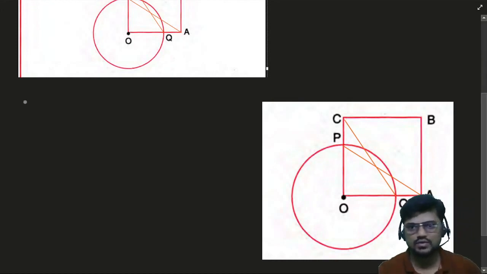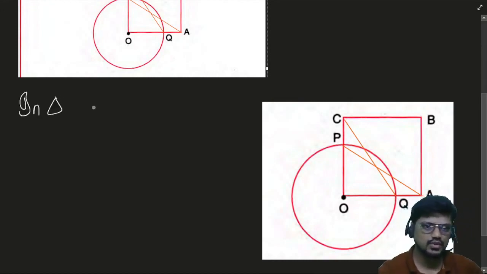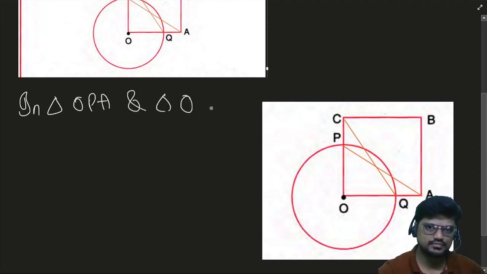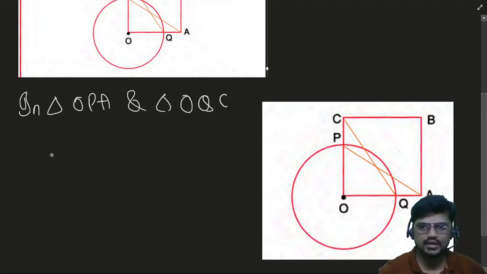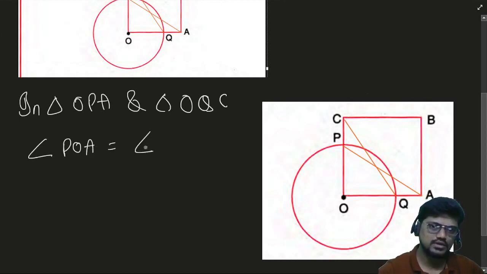What will we do in triangle OPA and triangle OQC? What are the things we know? Angle POA is equal to angle QOC. Why? Common.